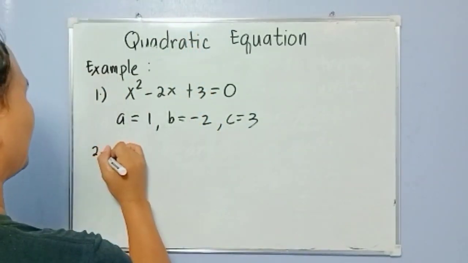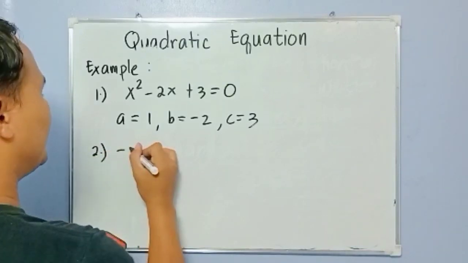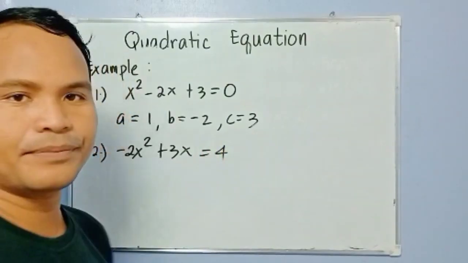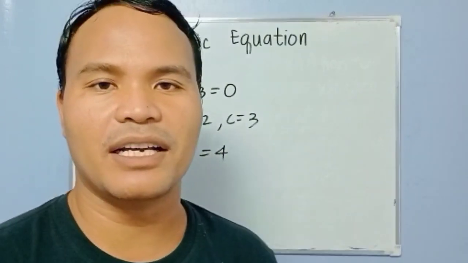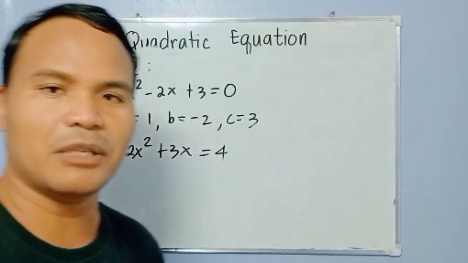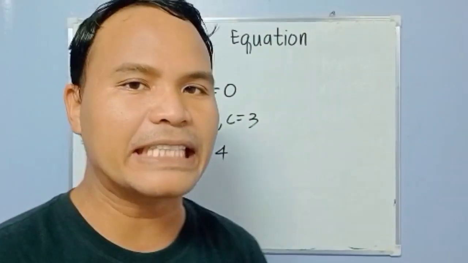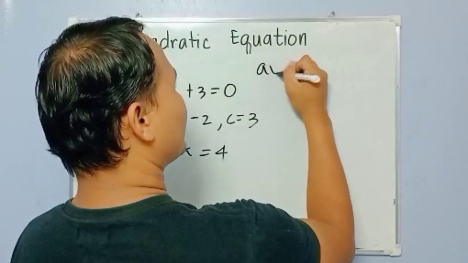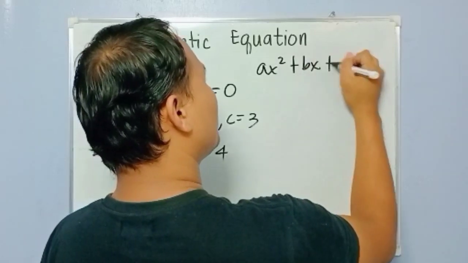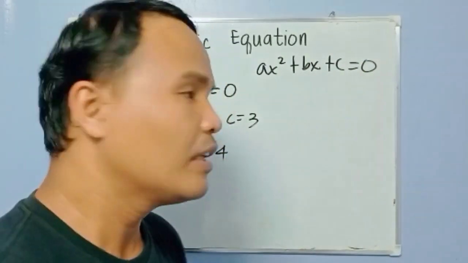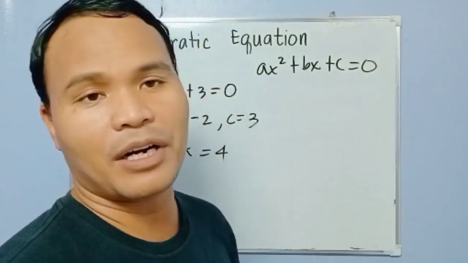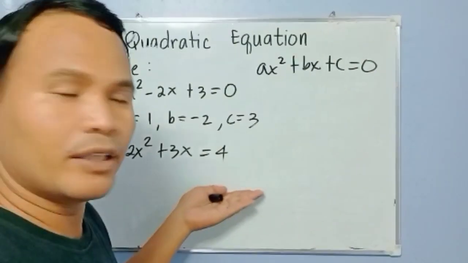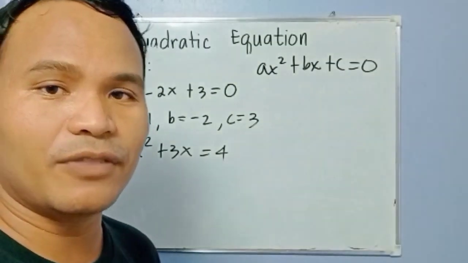Okay? Next example. If I have here negative 2x squared plus 3x equals 4. Is this a quadratic equation? Yes, it is a quadratic equation, but it is not written in standard form, because the standard form, as I said, is ax squared plus bx plus c equals 0. So, the standard form should be equal to 0. Now, in this example, the equation is equal to 4. So, this is not written in standard form.